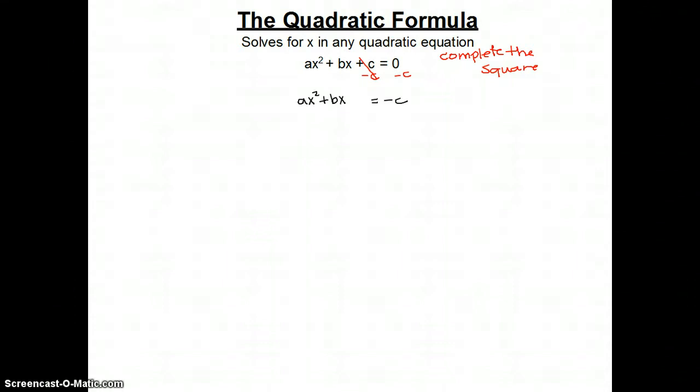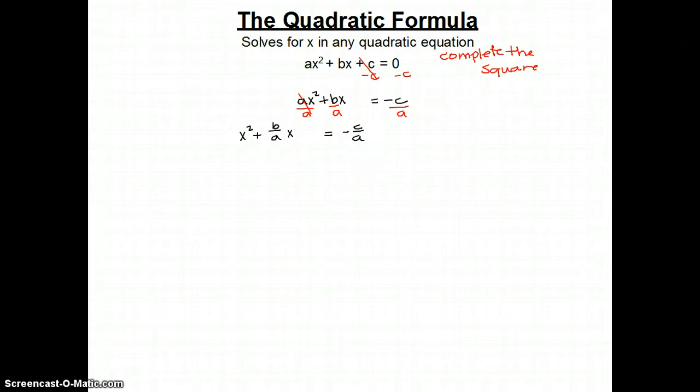I'm going to go ahead and tell you that there are quite a few steps to this process. So please make sure that you write them all down and take very diligent notes. My next step is to divide by a. We need to divide everything by a so that there is only a 1 in front of my x squared term. Dividing by a leaves me with x squared plus b over a times x equaling negative c over a.